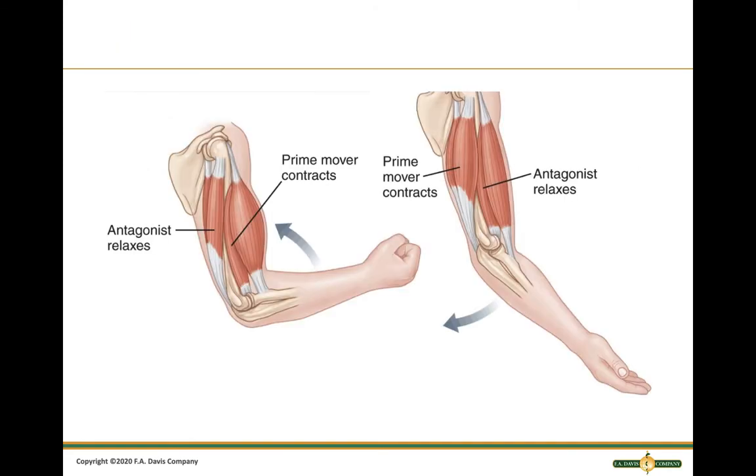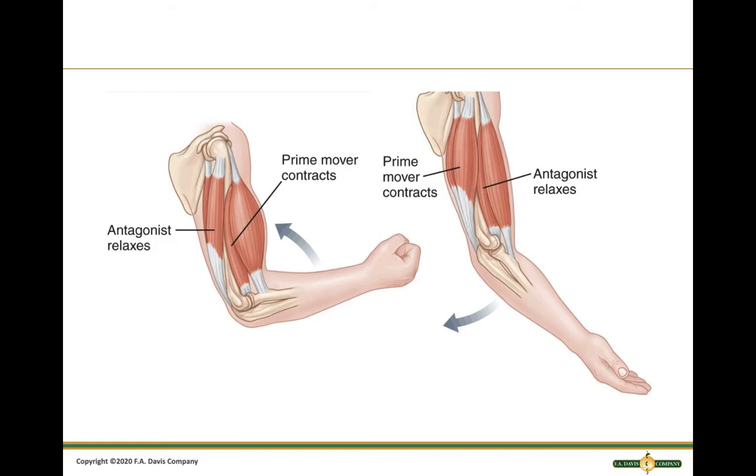Alright, we need to know what a prime mover is. So in this figure, this guy is flexing his arm using the biceps muscle, so in this case the prime mover would be the main muscle causing the contraction. Sometimes it's also called an agonist. A synergist would be a muscle that helps that prime mover, works in synergy to create greater force.